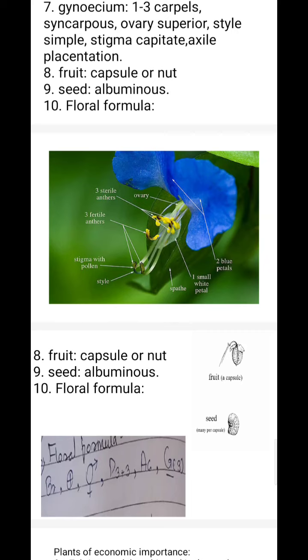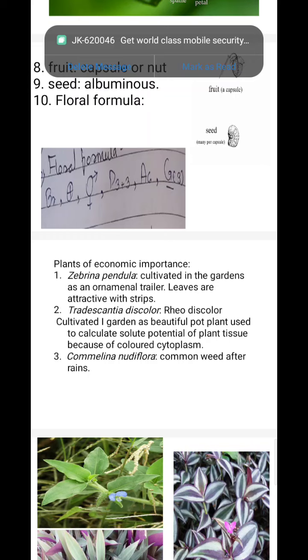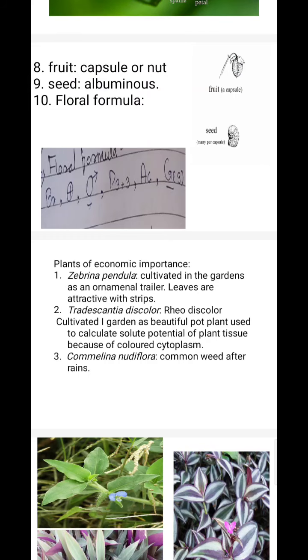The floral diagram or floral formula is bracteate, then hermaphrodite, then bisexual, then perianth which is in 3 plus 3 condition, then androecium is 6 in number, and gynoecium it is also 3 and syncarpous, that's why they give the bracket, and shows superior ovary, that's why gives underline to this gynoecium.